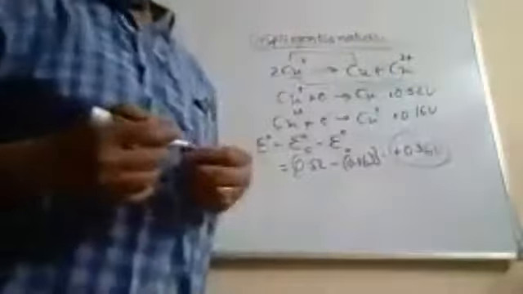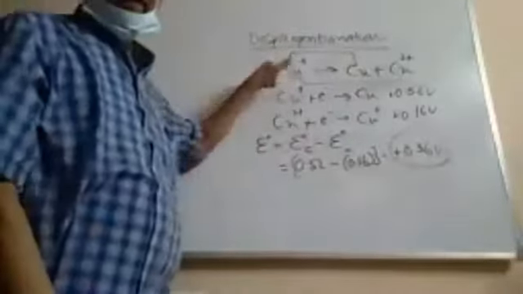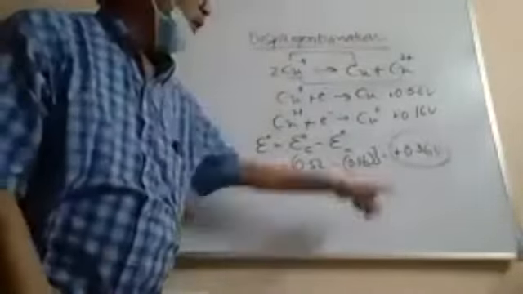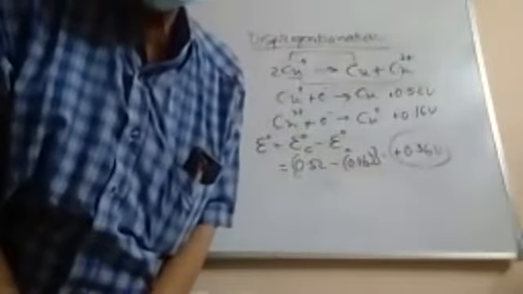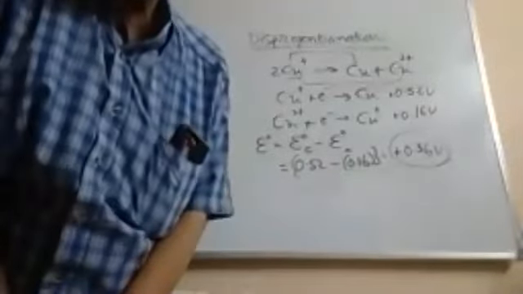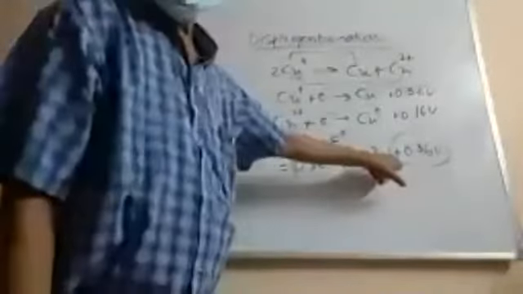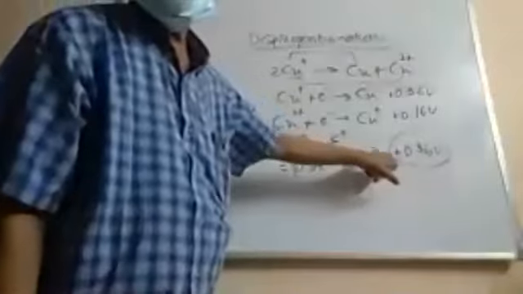What does that tell you about the spontaneity of this reaction here? When your potential is positive, the reaction is spontaneous the way it is written, right? Because the delta G for that will be negative, because delta G is negative nFE. So when the cell potential is positive, the free energy change is negative, so the reaction is spontaneous.